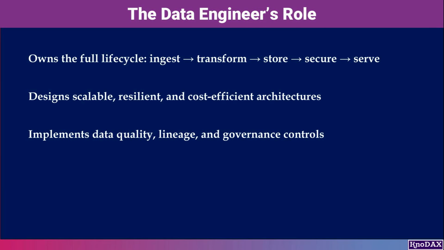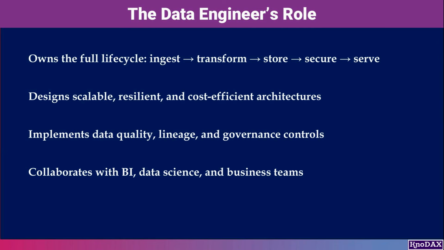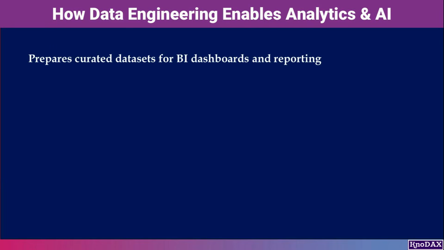Beyond building pipelines, data engineers implement controls for data quality, lineage, and governance, ensuring that the right data is delivered to the right people with full compliance and transparency. And because data touches every part of the business, data engineers collaborate closely with BI teams, data scientists, and business stakeholders to support analytics, reporting, and machine learning initiatives. With this role in mind, we can now explore how these responsibilities enable analytics and AI across an organization. Now that we've outlined the key responsibilities of a data engineer, let's look at how those responsibilities directly empower analytics and AI across an organization.